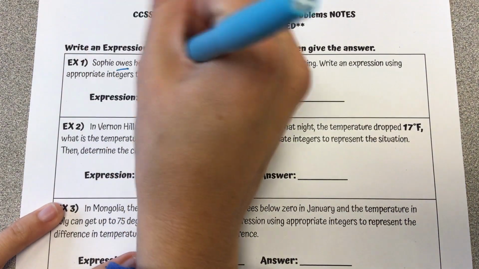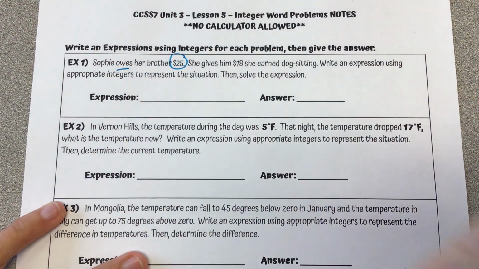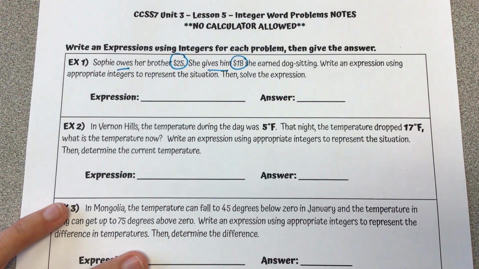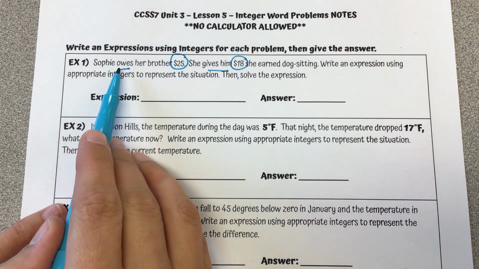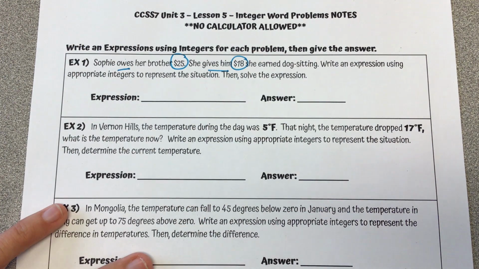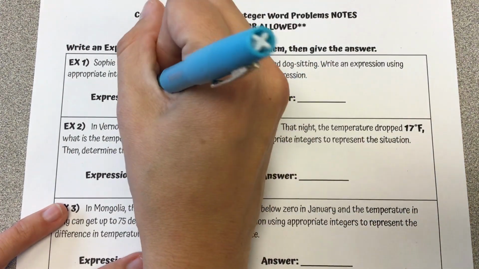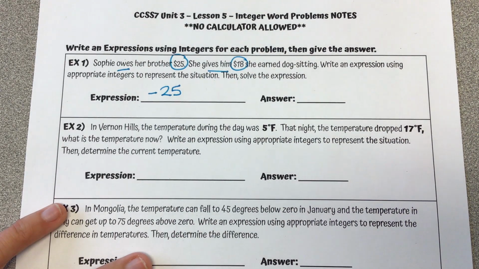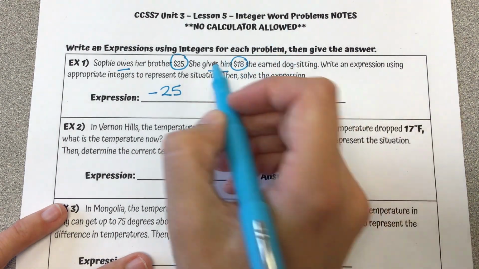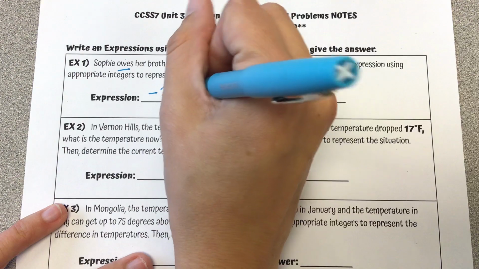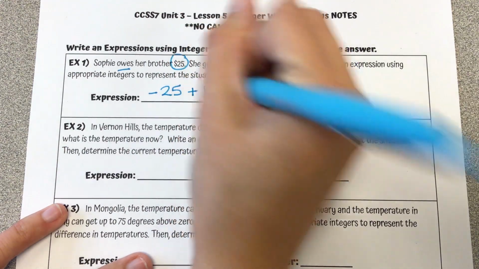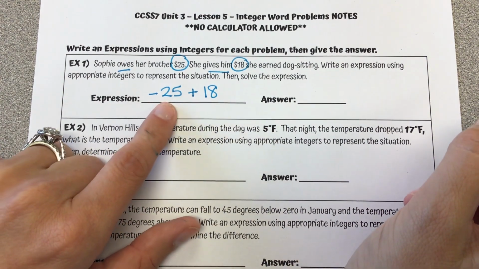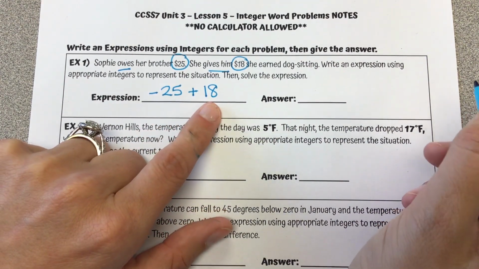So she owes her brother $25, and then she gives him $18. So if you owe someone $25, that's a negative value, right? So she's in the negatives. She owes him $25. And then she gives him $18. So she's giving him a positive value of $18. This is our expression. She's in the negative. She's giving him some money.